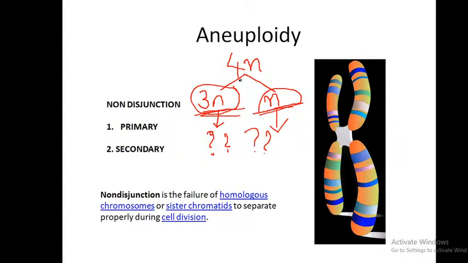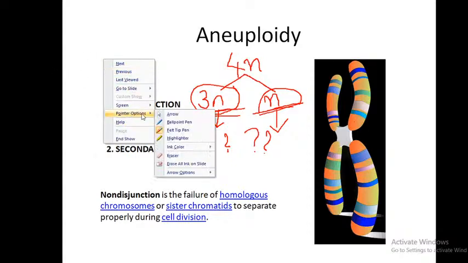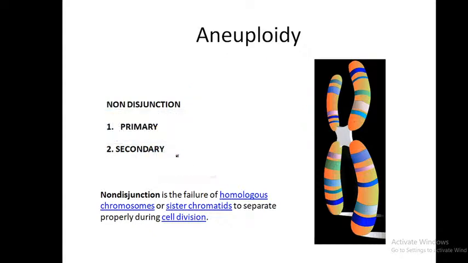Now let's see what is secondary non-disjunction. Secondary non-disjunction occurs during the second meiotic division. First meiosis is the reduction division and second meiosis is the mitotic division. So in secondary non-disjunction, which occurs during the second meiotic division, abnormal gametes are produced: two normal gametes and two abnormal gametes. Let's see what is happening.